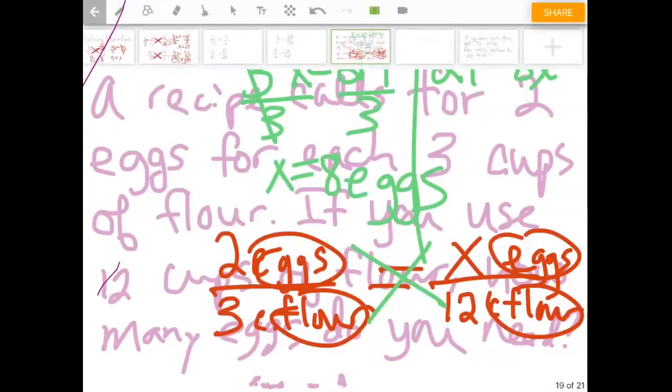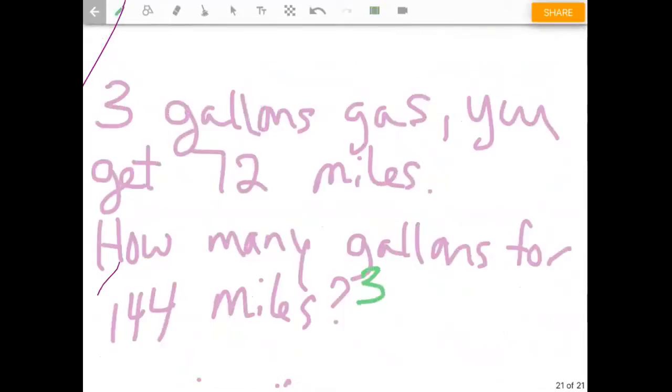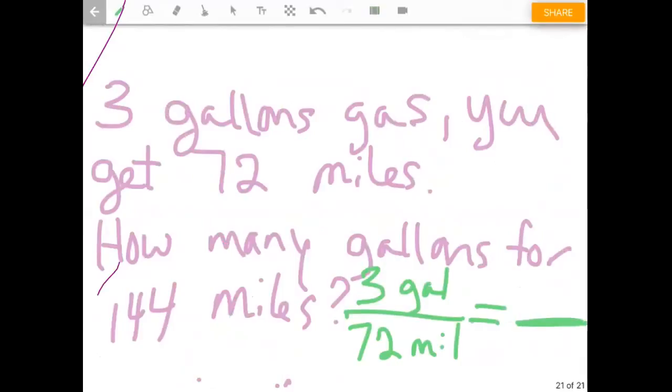All right, we'll do one more. If you have 3 gallons of gas, you can travel 72 miles. How many gallons for 144 miles? So again, we're going to set up a proportion. 3 gallons, you get 72 miles. So that's the same as how many gallons. So what has to go on top on the right side? Gallons on top and miles on bottom. And there will be no gallons, and there will be 144 miles.